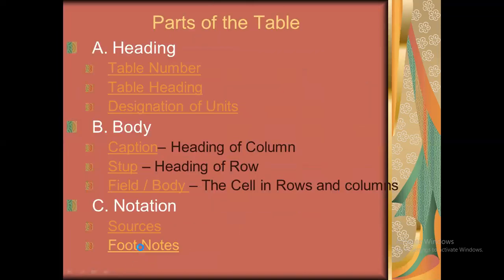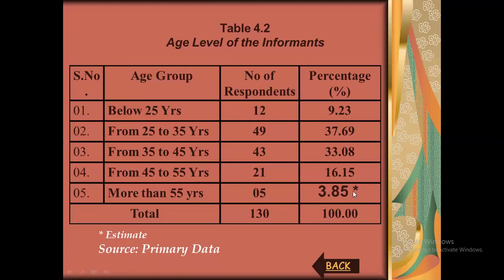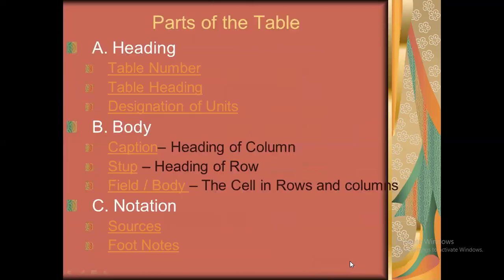If the researcher wants to mention any instructions related to the topic, they are put as a specific mark and represented in the last part of the table. Here, for 3.85, we have to put the asterisk mark. That means it is only an estimated number. Mostly it is used in national income computations and population estimates. Any notes related to particular data must be given as a footnote. These are the parts of the table. Thank you.